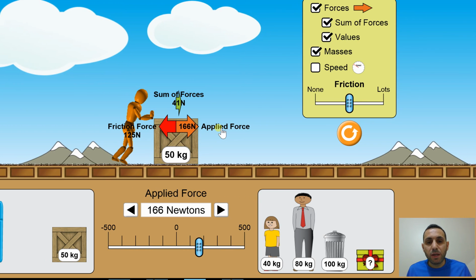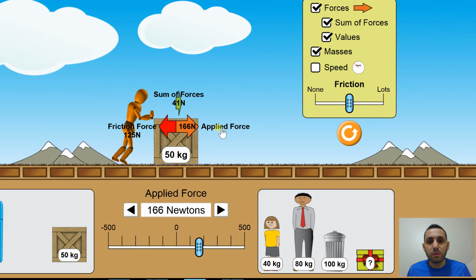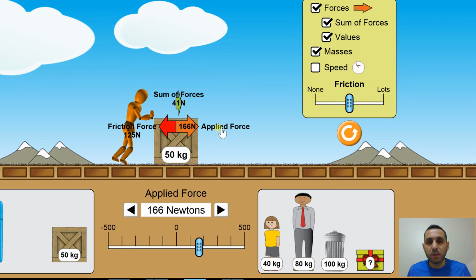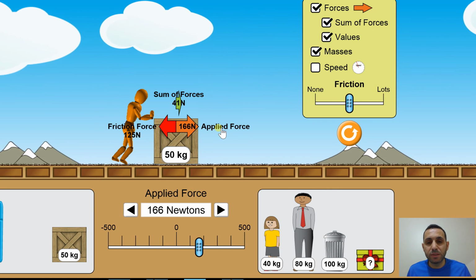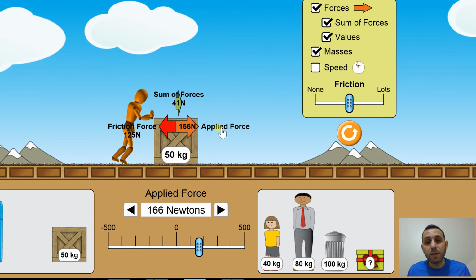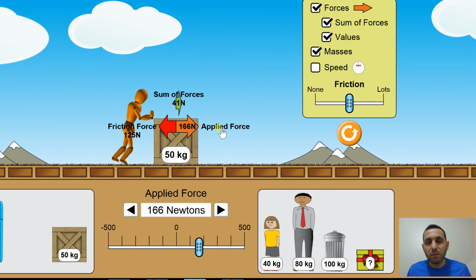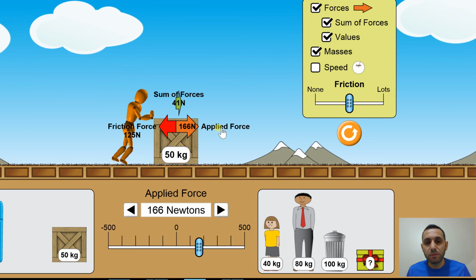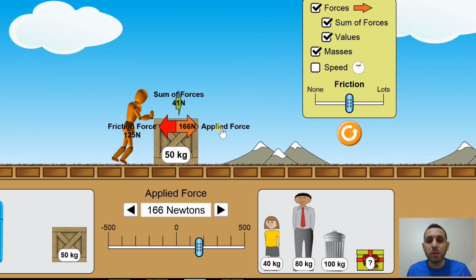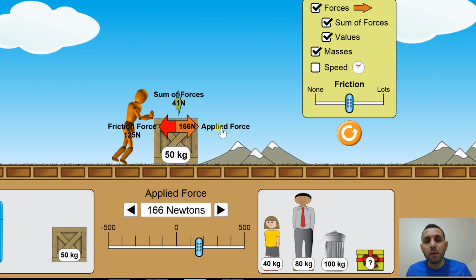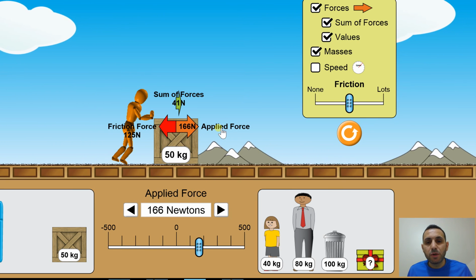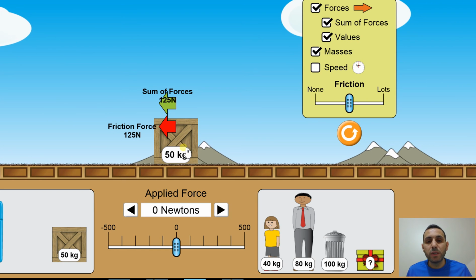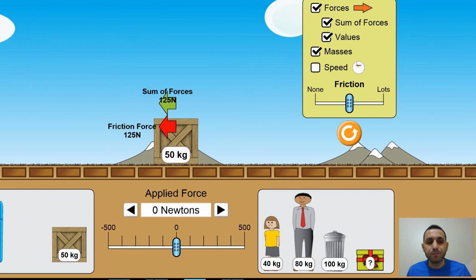Actually, the kinetic friction should drop a little bit under 125 because the kinetic friction is always less than the maximum static friction. And the kinetic friction approximately keeps the same value, no matter how much you push the box. Okay, that is the difference between static friction and kinetic friction.